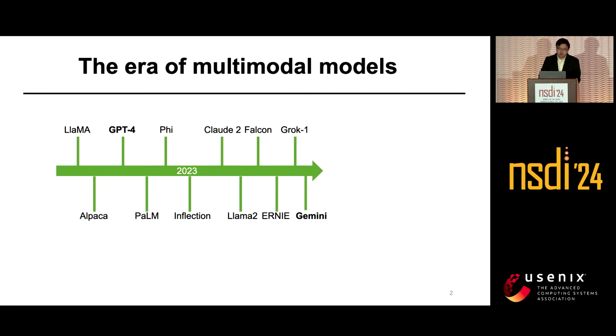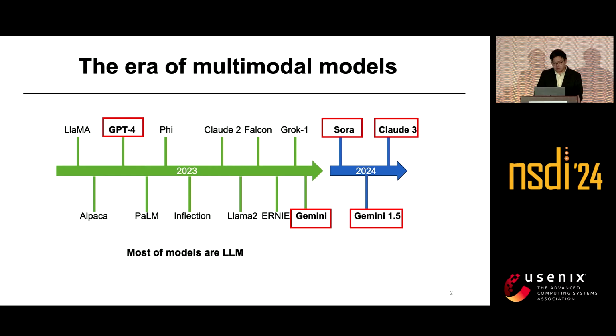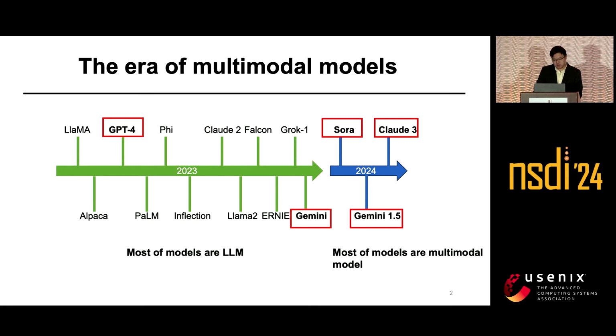So in the timeline of large model invention, in 2023, most of the models are LLMs. There are only 2 models that are multimodal models. But in 2024, things have changed. Most of the models are multimodal models. Multimodal models are more powerful than LLMs by being able to integrate multimodal information.